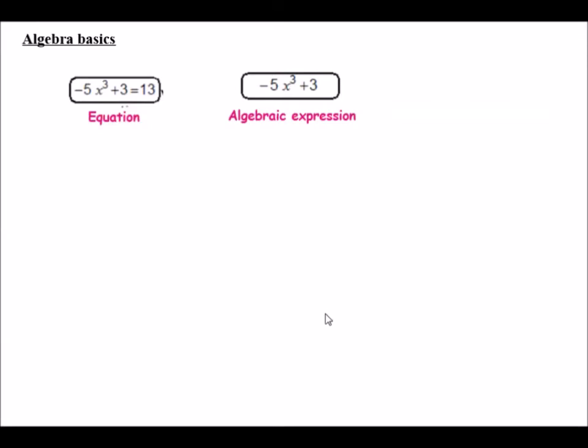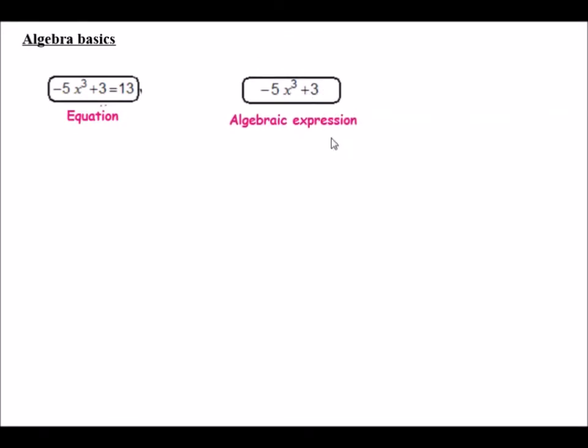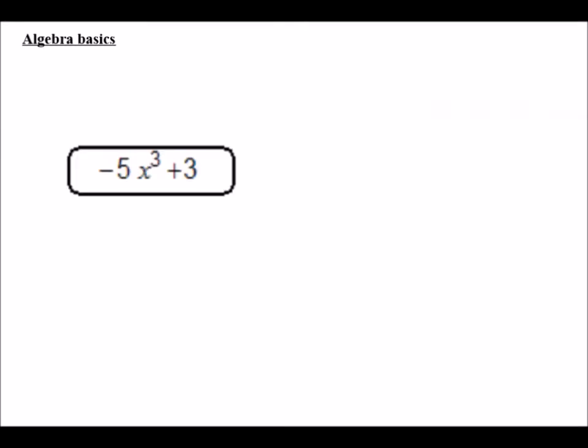Welcome back, mathematicians. Today we start chapter 6, Algebra. Let's first have a look at the algebra basics. Well, in algebra we have equations and we have algebraic expressions. The only difference between these two is the equal sign. So if there's an equal sign, it is called an algebraic equation. No equal sign, an expression.